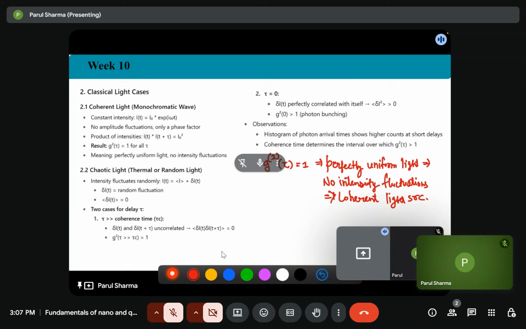And for the chaotic light, there will be intensity fluctuations, and there will be two cases for delay. When tau is greater than the coherence time, the intensity at time t and intensity at time t plus tau will be uncorrelated. And when tau is equal to 0, it will be perfectly correlated with itself. The condition is G2 at tau equals 0 will be greater than 1. So how can we understand this?